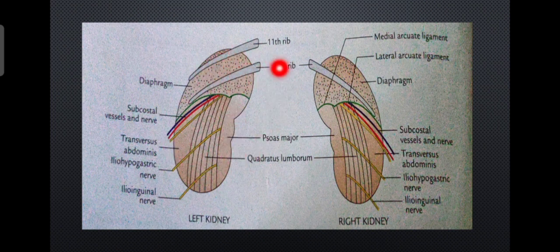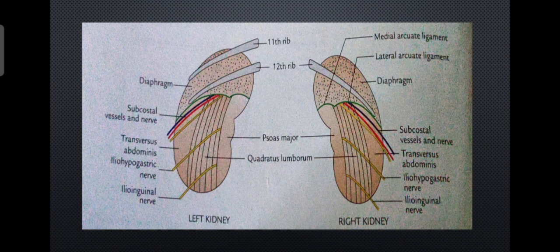Then we have these two ribs, and also we have some vessels and nerves. Subcostal vessels and nerves will pass from here, and we also have the iliohypogastric nerve and the ilioinguinal nerve. These three nerves and subcostal vessels are also found. These are the posterior relations, and this is the medial arcuate ligament and this is the lateral arcuate ligament, which are among the origins of the diaphragm. So these are the simple posterior relations.